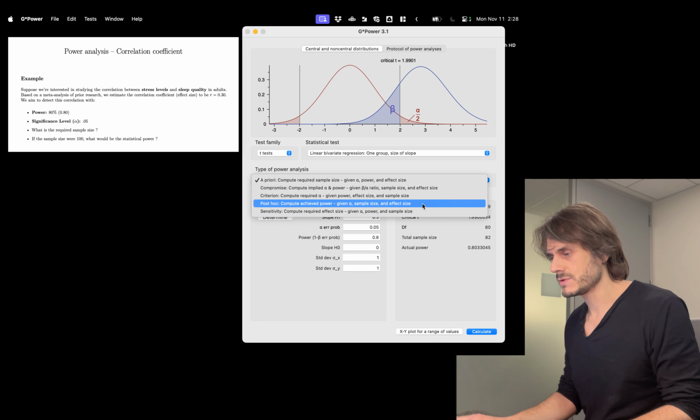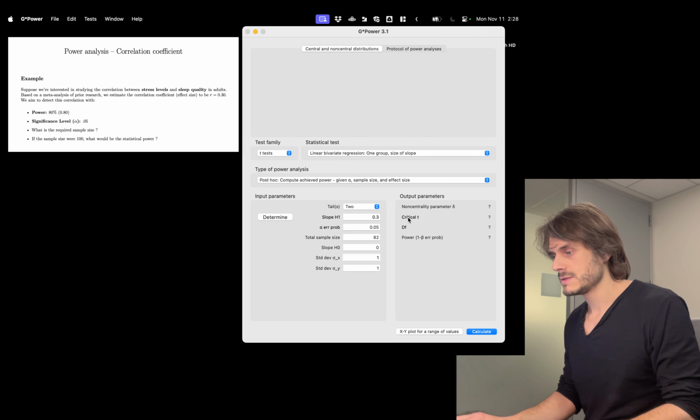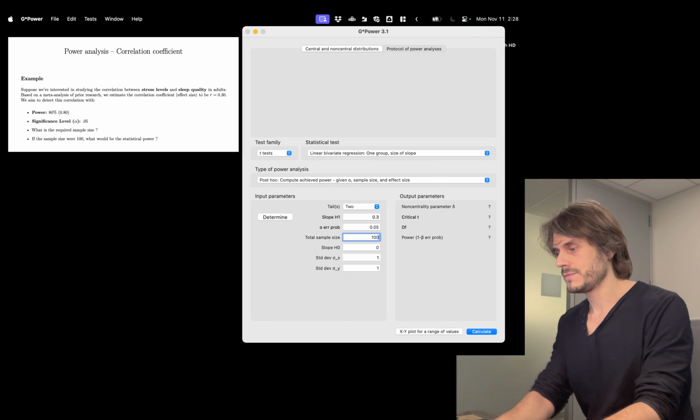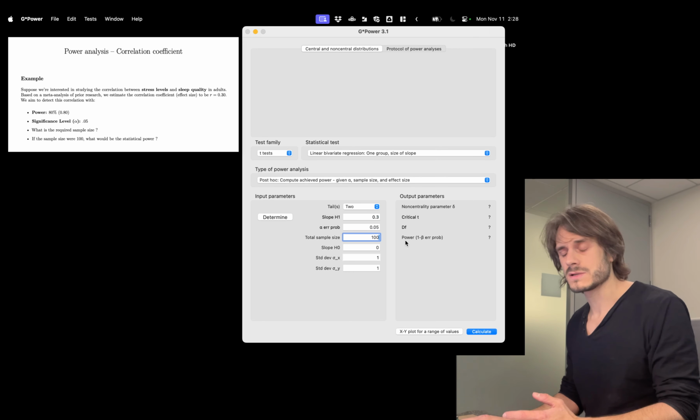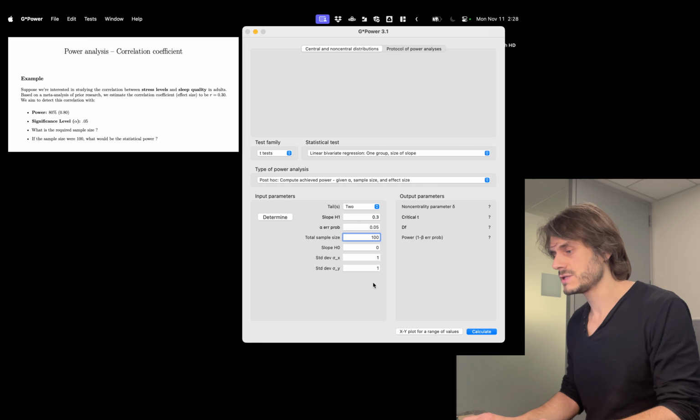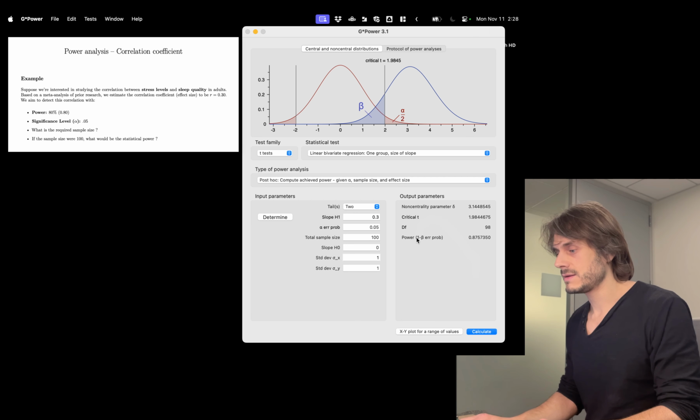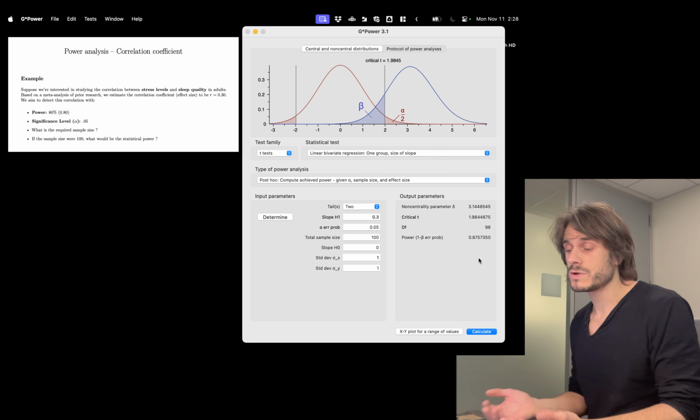power analysis. So clicking here, compute achieved power. So I'm going to keep the same slope. It hasn't been changed, 0.3. Alpha threshold still of 0.05, but my sample size here is 100. And I'm going to see what statistical power I would get from that, and I'm not changing anything else here. So I'm clicking on calculate, and I see that I would have an observed power of 0.88, about that. So yeah, so that's pretty straightforward.